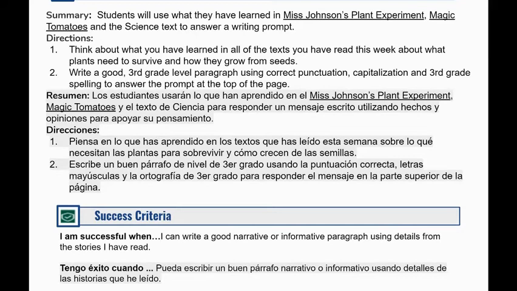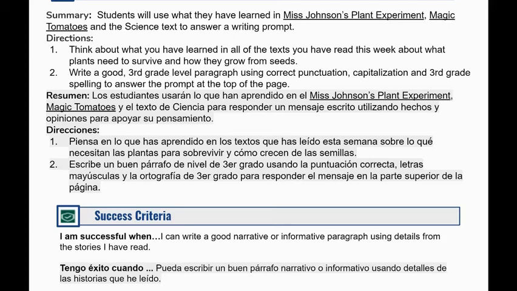For task number 3, students will use what they have learned in Miss Johnson's plant experiment, Magic Tomatoes, and the science textbook to answer a writing prompt. First, think about what you have learned in all of the text that we have read this week about what plants need to survive and how they grow from seeds.